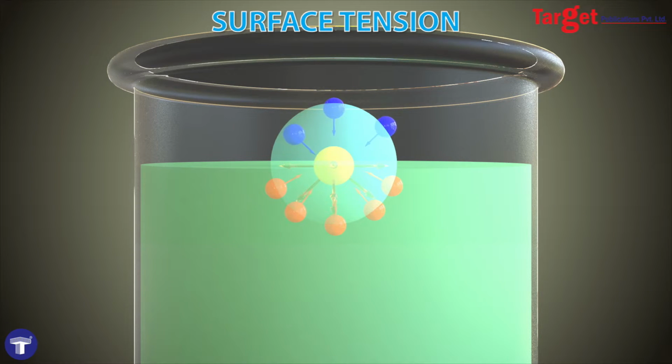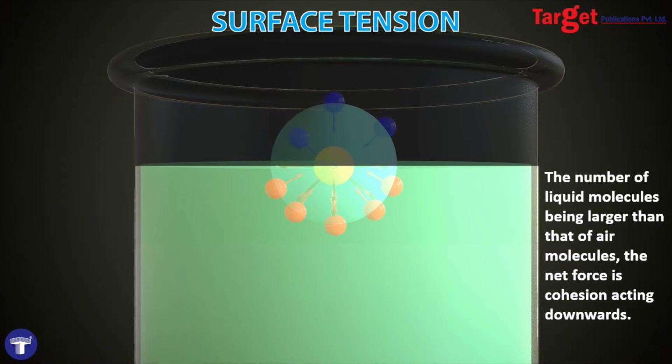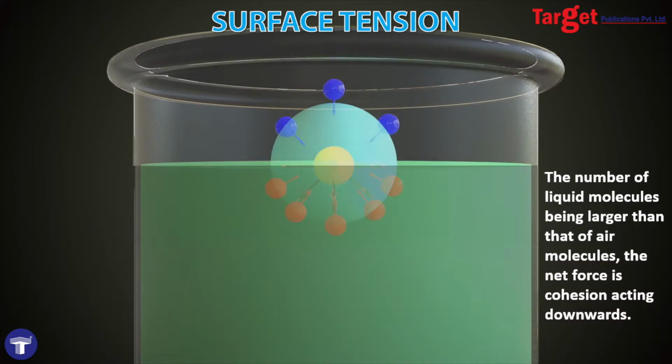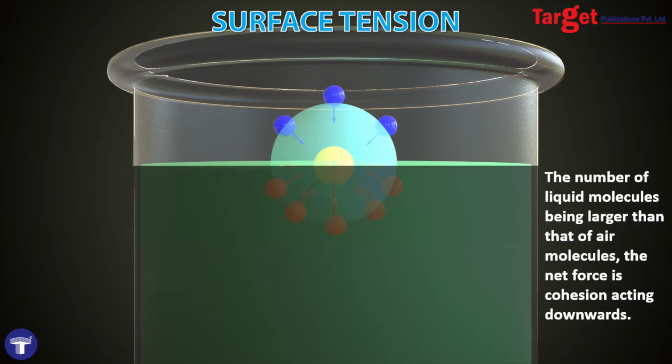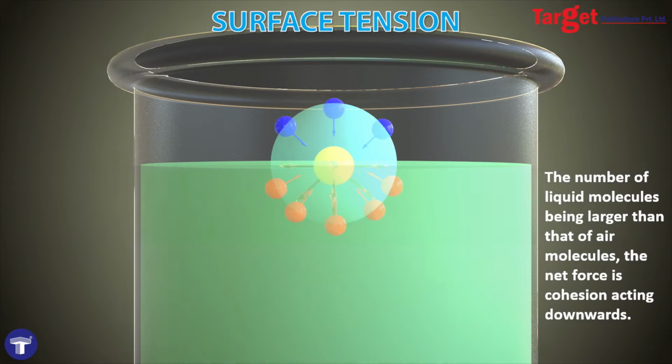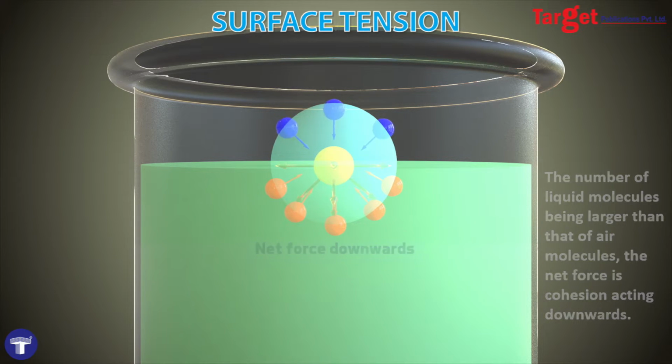Obviously, then we can see that the number of liquid molecules shown in red is larger than the number of air molecules, and therefore overall the net force that the molecule feels is the force of cohesion acting downwards.